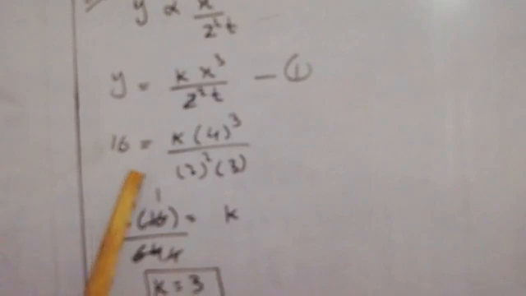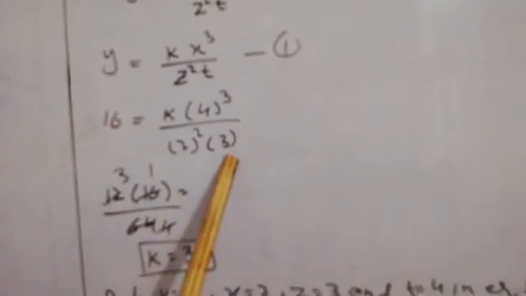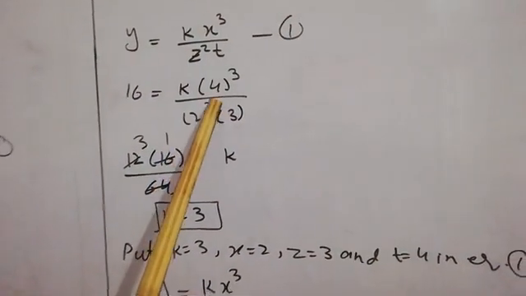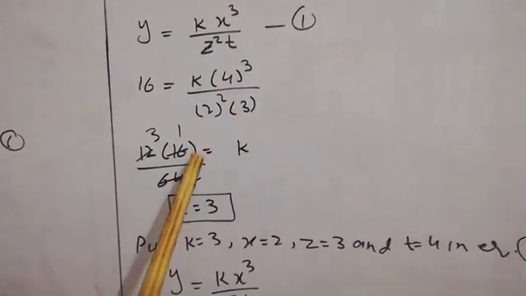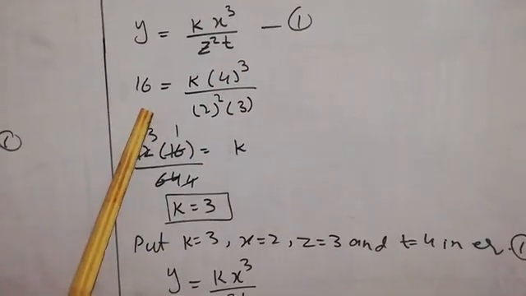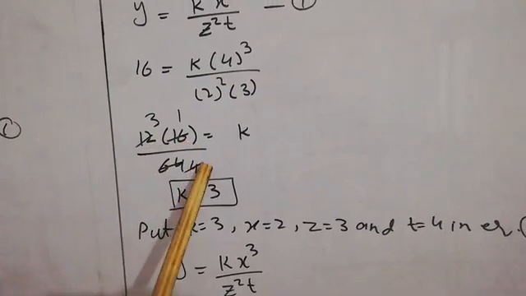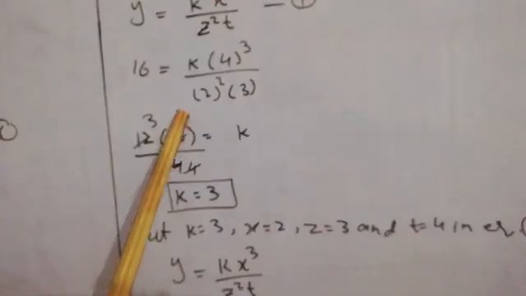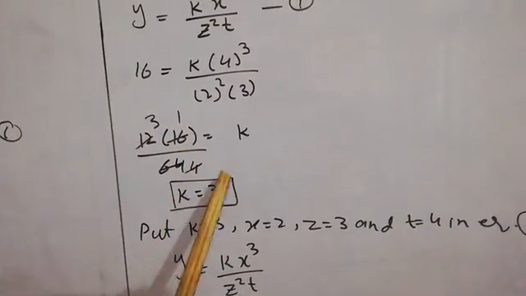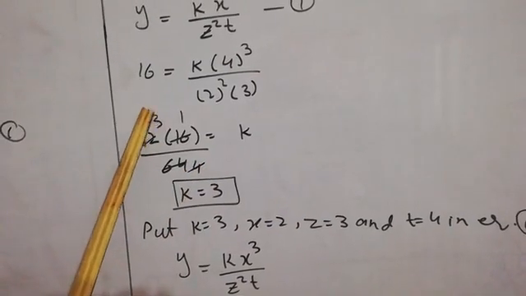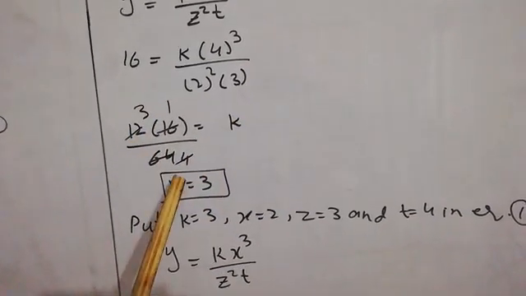This is 16, 2 2s are 4, 4 3s are 12. So 12 will multiply by 16. 12 multiplied by 16, and here 4 cube is equal to 64. Then we will divide the equation by 64, and then we will cancel out like this. 16 ones are 16 and 16 fours are 64. 4 ones are 4, 4 threes are 12. So the value of k is equal to 3.